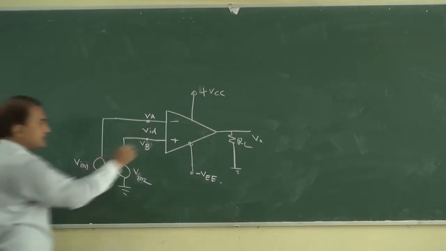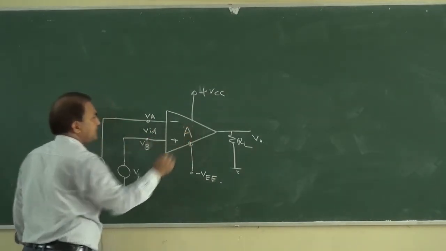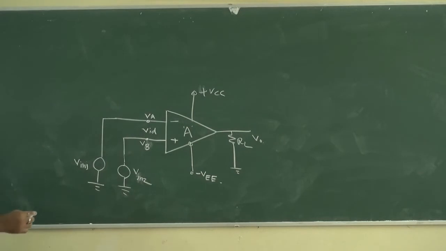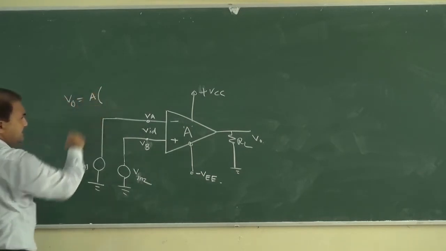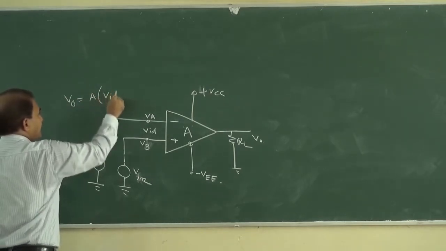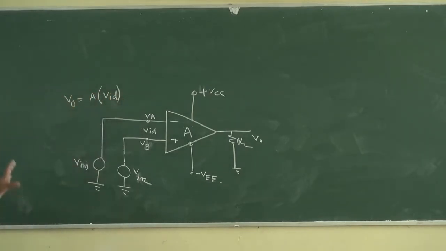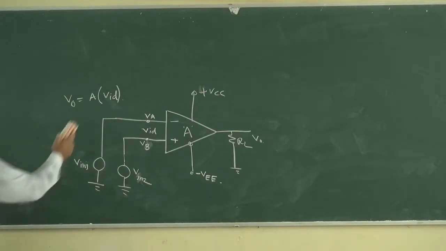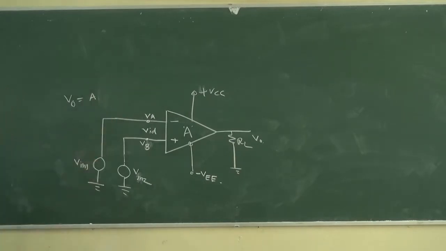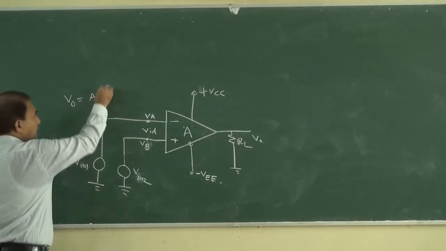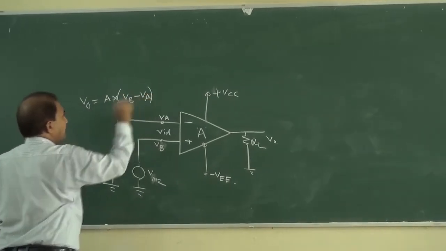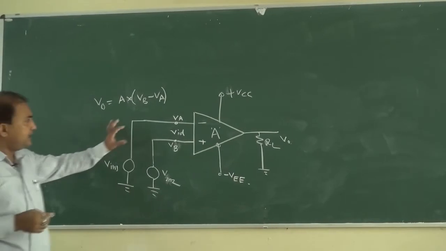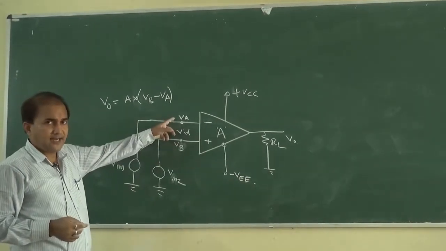Now suppose the internal gain of the operational amplifier is A. Now V output is equal to A times VID. What is VID? VID is equal to VB minus VA.